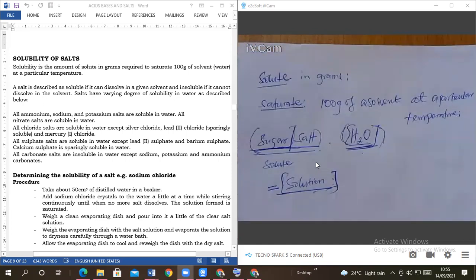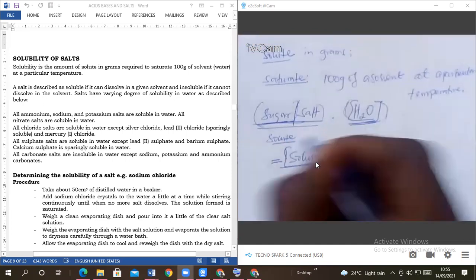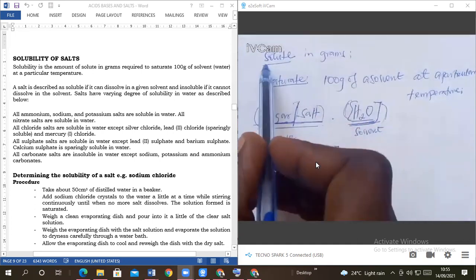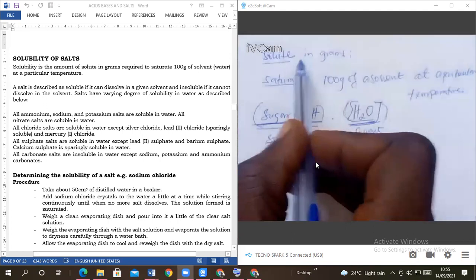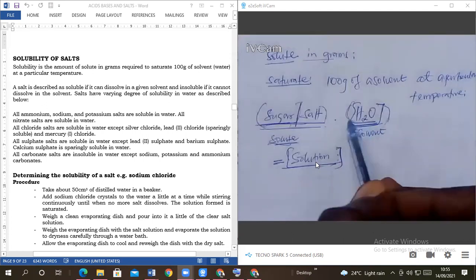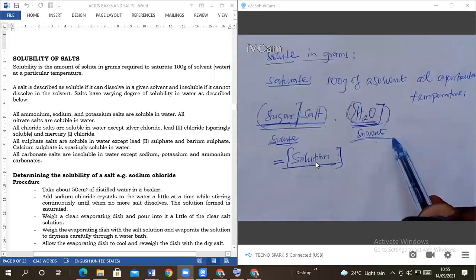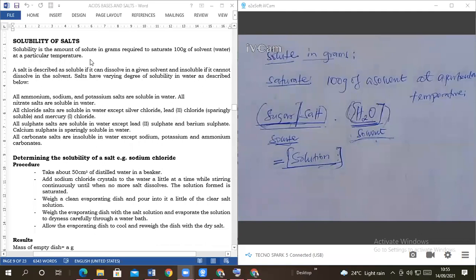a salt solution. Good. So this one is a solute, this one is a solvent. So you must know the amount of a solute in grams required to saturate 100 grams of any solvent provided. That's when you will know the solubility of that substance.